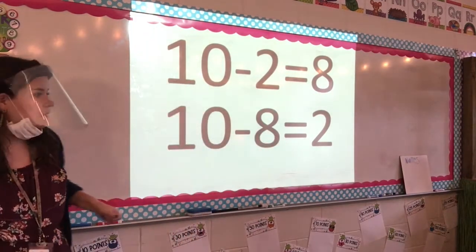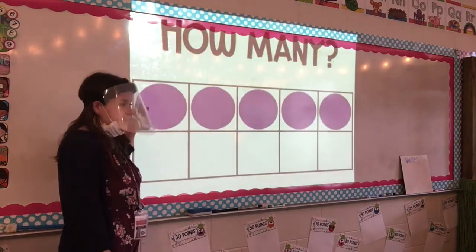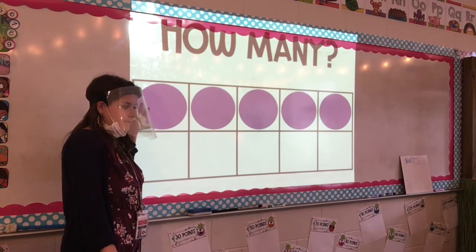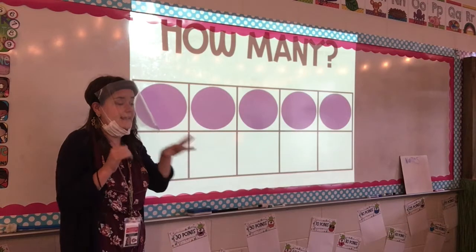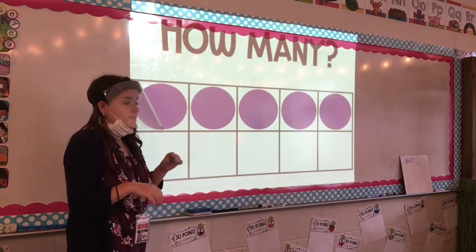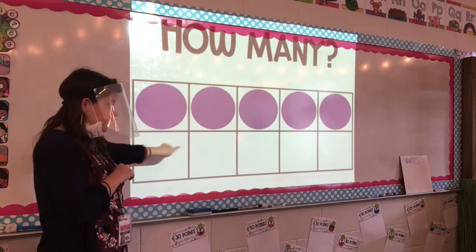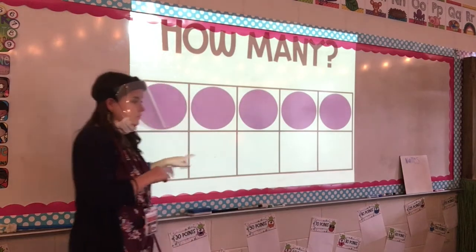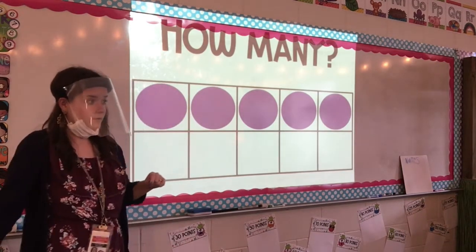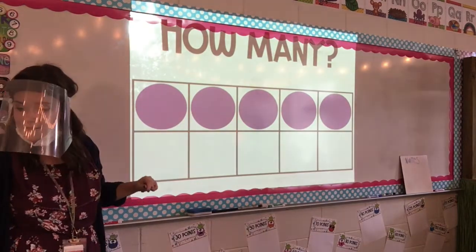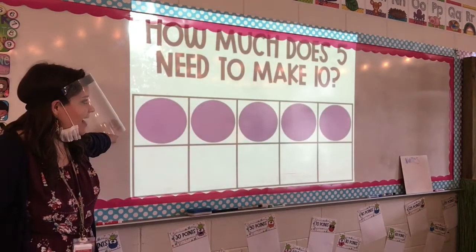Great job. Gorgeous, how many is this? 5. I have 5. So what does 5 need until I have 10? Emil? So how many blanks do you count? 5. So 5 plus 5 equals 10. Yes, 5 needs 5 to make 10.